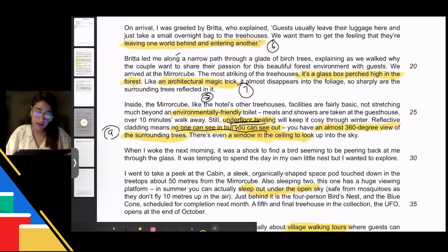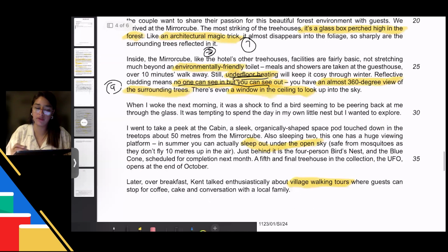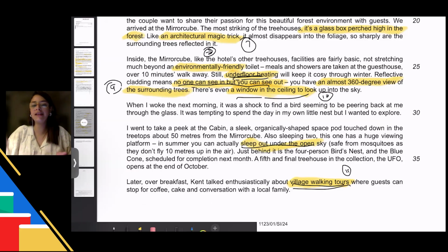That's number 9. There's even a window in the ceiling to look up into the sky. They can stargaze. That's number 10. One more thing to appeal: sleeping under the open sky can be associated with the idea of stargazing. And later over breakfast, one can talk enthusiastically about village walk tours. So the idea of how there are other facilities available as well. So that's 11 points in total that we have identified to talk about why this entire experience could be something that guests would enjoy.